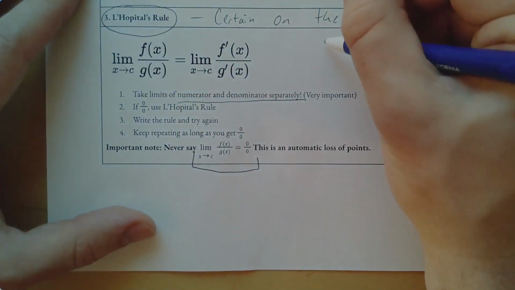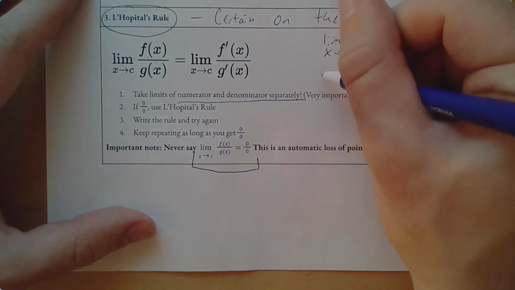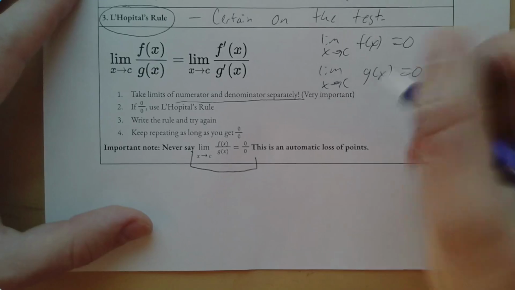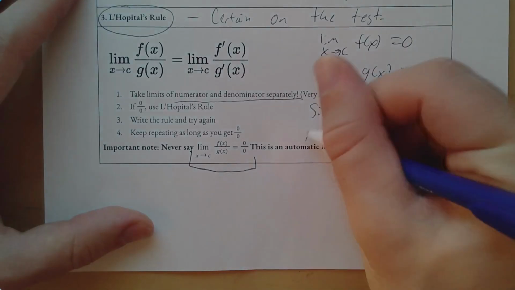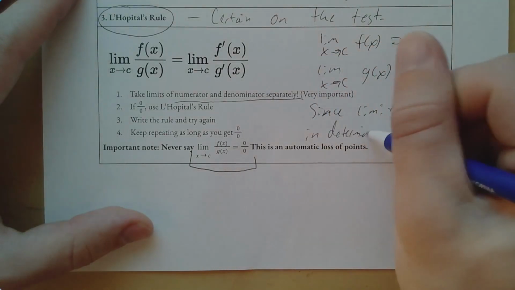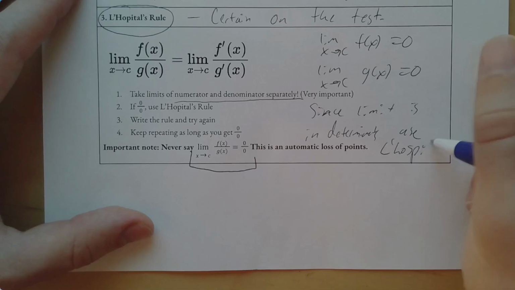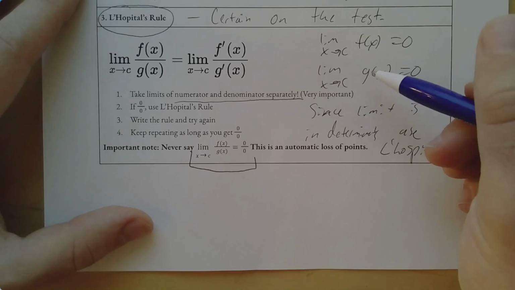You have to say the limit as x approaches c of f of x equals 0, and then the limit as x approaches c of g of x equals 0. And then you say, since the limit is indeterminate, use L'Hopital's. That's on an FRQ, right? That's not the case in an MCQ, whatever. Nobody cares. You can do whatever you want. But in an FRQ, you must take the limits separately. It's very, very important. Take them separately.